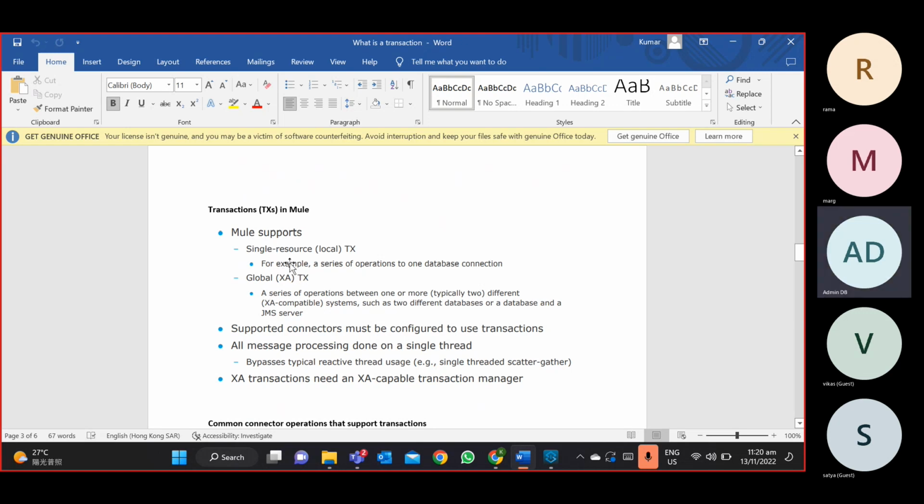In other integration technologies, we use the terms XA and non-XA. But in MuleSoft, you will also hear about local transaction. A local transaction is nothing but a non-XA transaction. So in MuleSoft, for XA transaction we use the term global transaction, and for non-XA transaction we use the term local transaction.